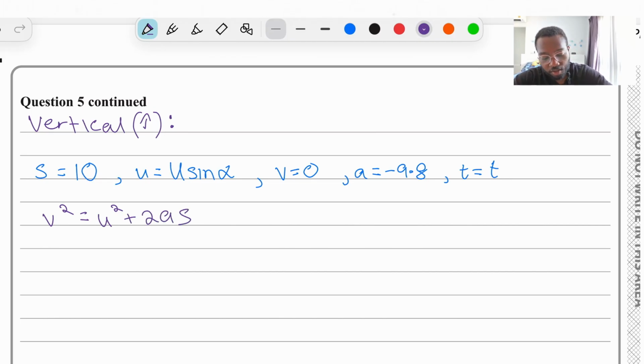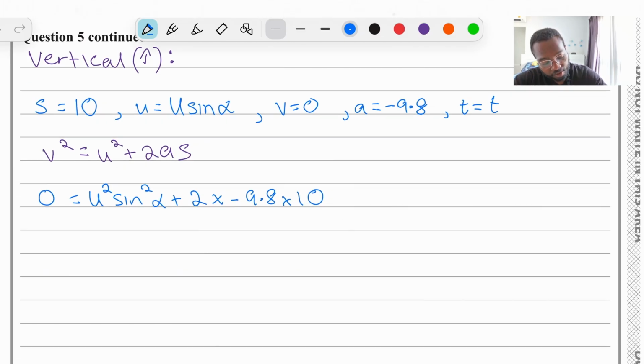So if we use that equation, therefore we get 0 is equal to u sine alpha squared. So that would be u squared sine squared alpha plus 2 times minus 9.8 times 10. That gives me 0 is equal to u squared sine squared alpha. And that would be 2 times minus 9.8, which is minus 19.6 times 10, which is minus 196.